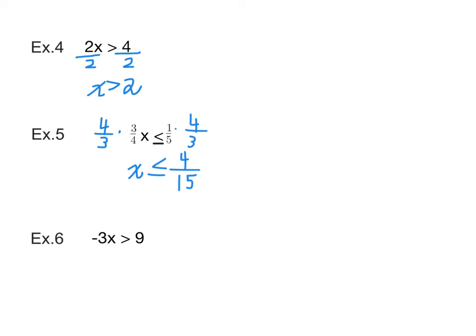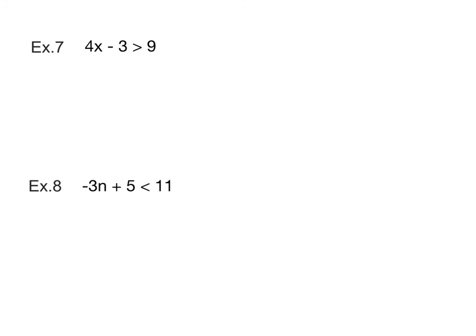In this last example, I'm dividing by -3 to get x by itself. This should throw up a big red flag right here. I've now divided by a negative number, so I'm going to change the sense of the sign. It was a greater than, now it's going to be a less than. Let's try a few more.